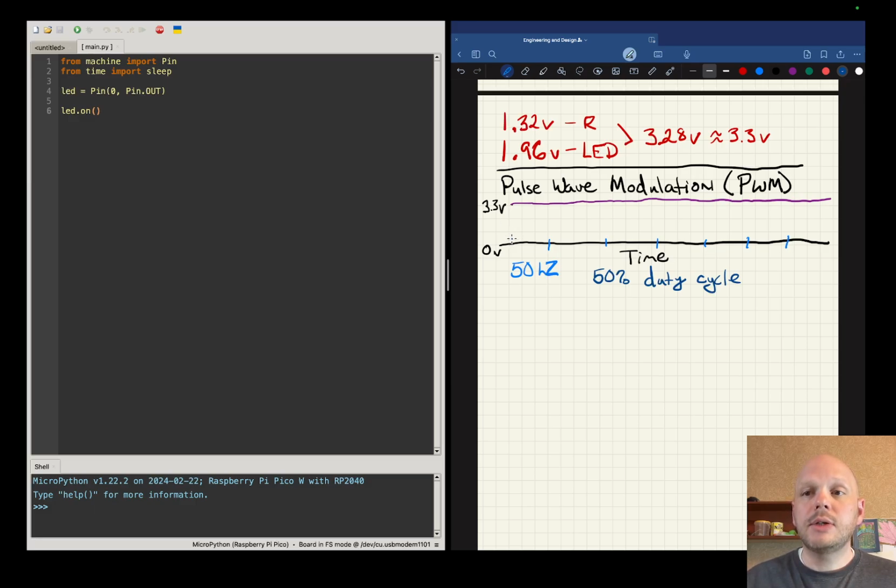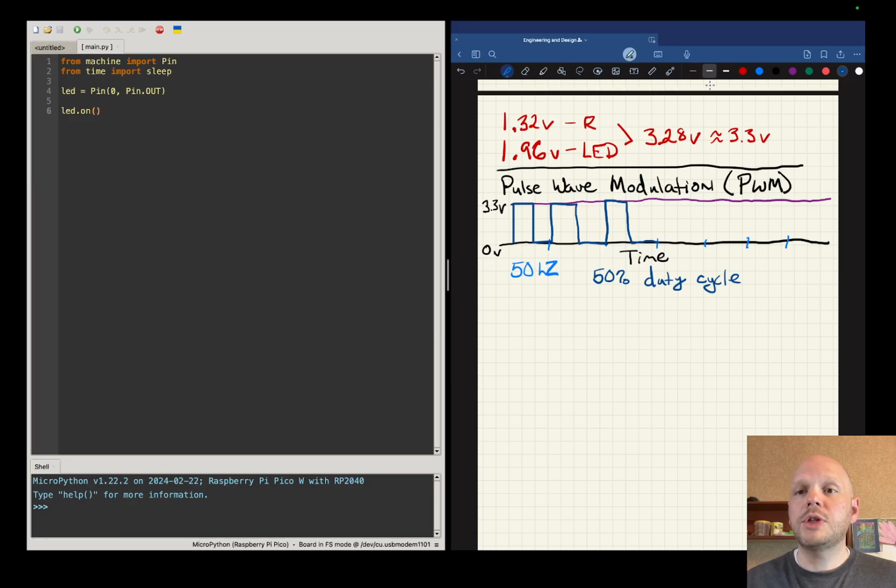So a 50% duty cycle would look like this. We turn on the LED, and it's on for half the time, and then it's off for half the time, and then it's on for half the time, and then it's off for half the time. And then it's on for half the time, and then it's off for half the time. And that continues on and on and on. This would be a 50% duty cycle.